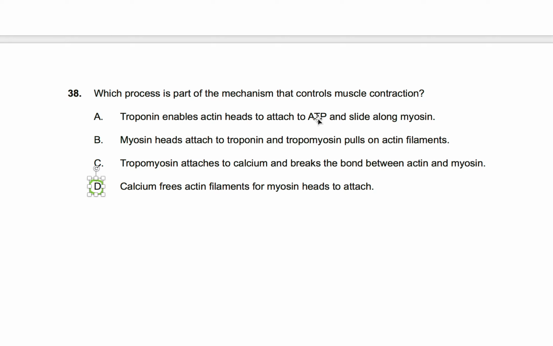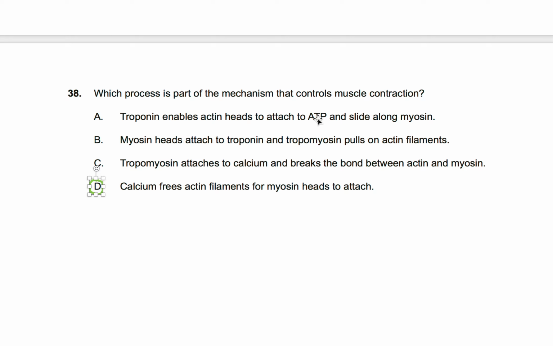What about B? Myosin heads attach to troponin, and tropomyosin pulls on actin filaments. So myosin heads, like I said, attach to actin. These myosin heads will attach to the actin, this structure, nothing else. So therefore, this one can't be right, because they're saying myosin heads attach to troponin. No, calcium attaches to troponin. So therefore, A and B cannot be correct.